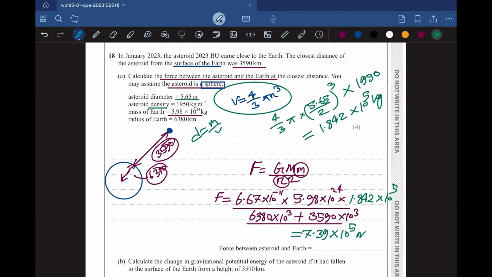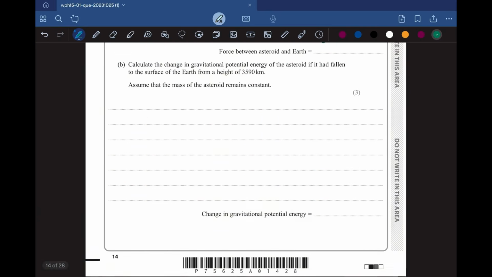Now the question remains, why did I add both the radius? I have explained it, right? We will have to take the distance of the asteroid not from the surface of the earth. We will have to take the distance from the center of the earth. So we have been given the distance of 3590 here from the surface of the earth. So we will have to also take the radius into consideration, something that I have shown you previously before starting this gravitational field chapter, right?